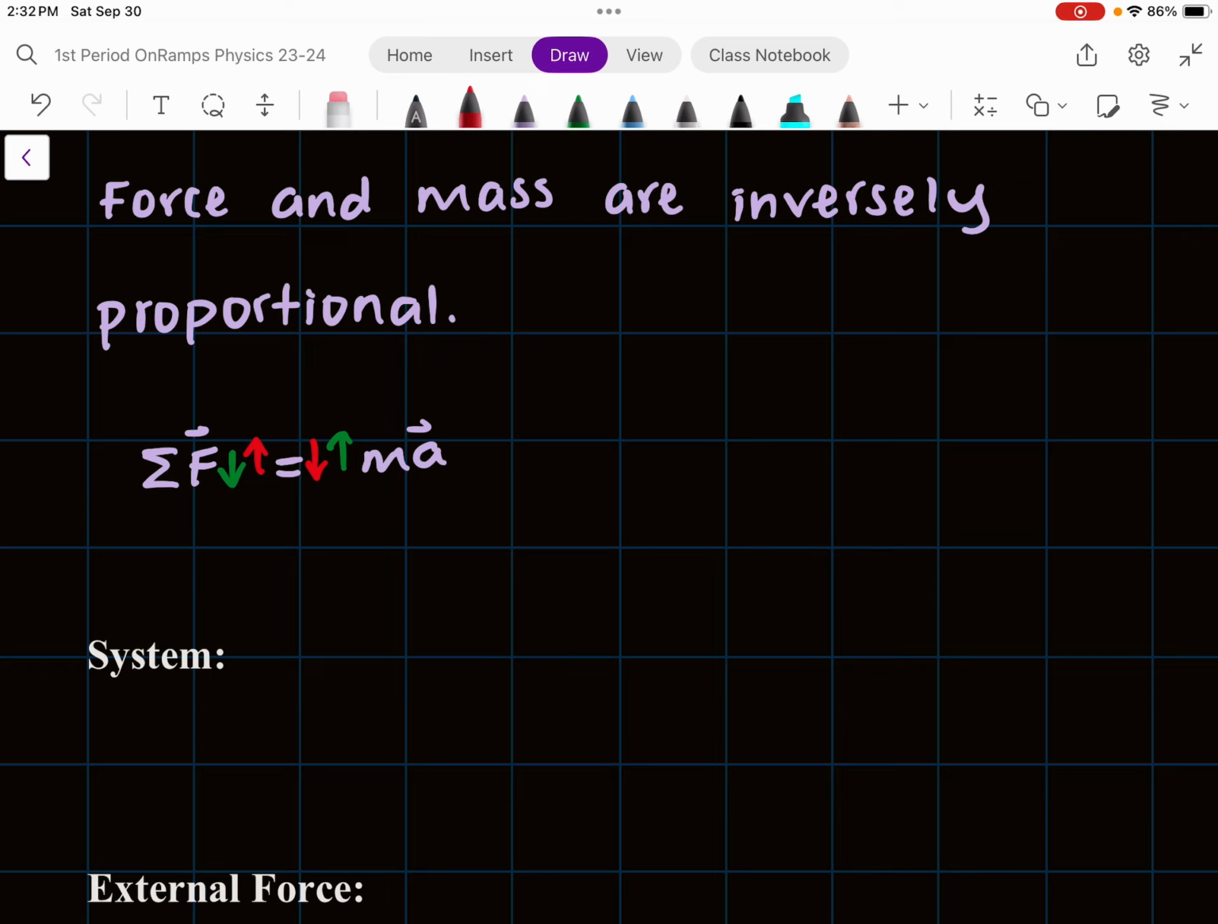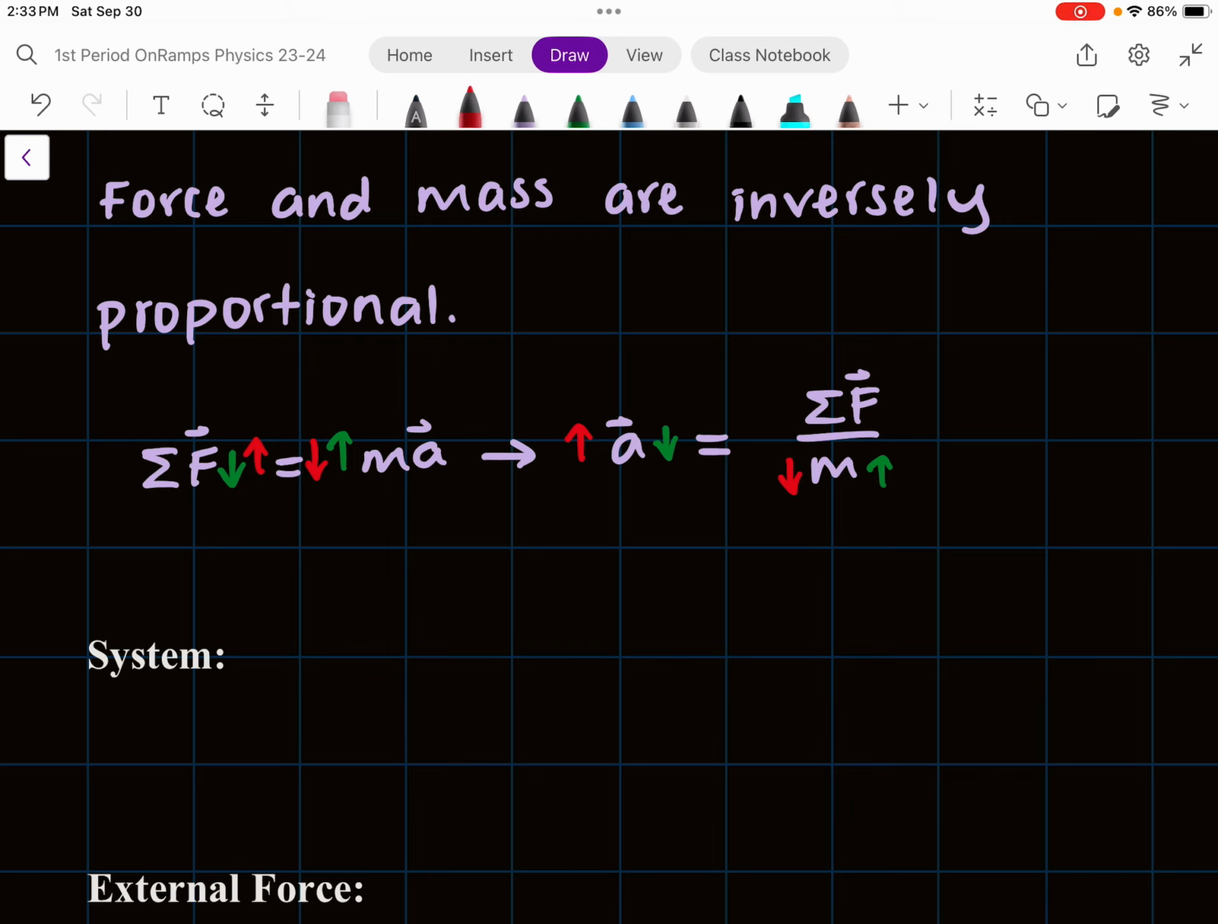Okay? And then from this one, we can say, well, because acceleration and force are proportional, we can apply the same thing. Say if mass goes up, then the acceleration will go down. If mass goes down, the acceleration has to go up. Okay, that's important to remember.